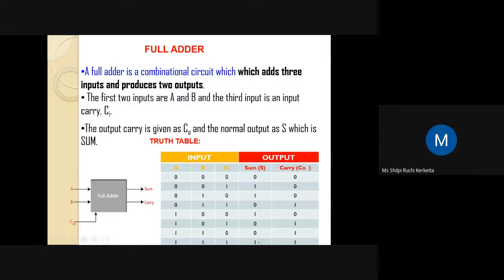So to make a circuit out of sum, we will consider all the cases where we are getting a 1. So we will do sum of products. This is our first case, this is our second case, this is our third case, and this is our fourth case. And for carry, we will also consider only those where we are getting a 1. For making the carry circuit, we will consider this case, this case, this case, and this case. So the total number of cases is 4 for each.